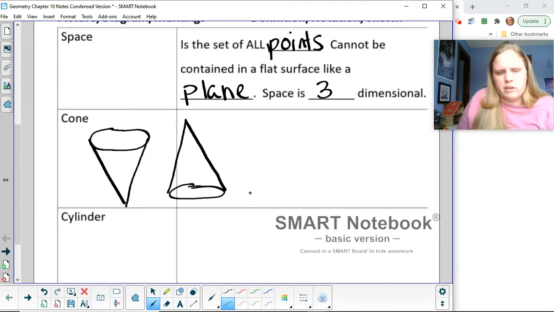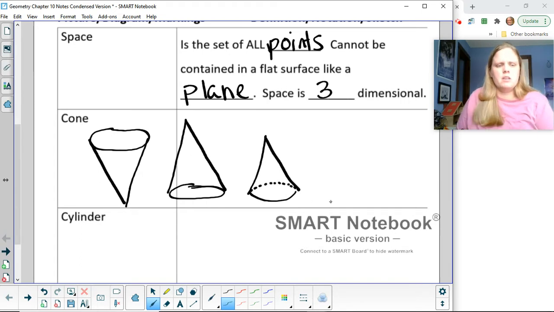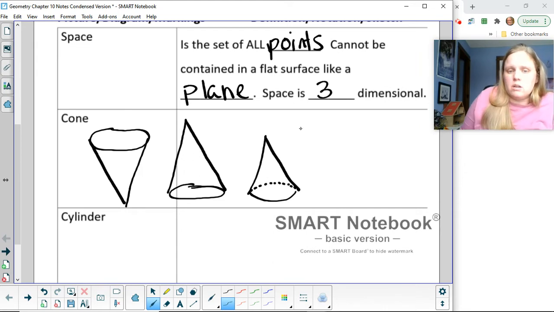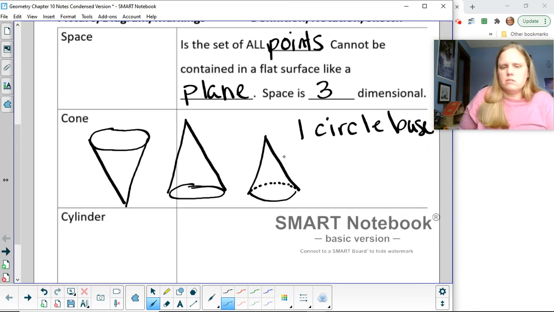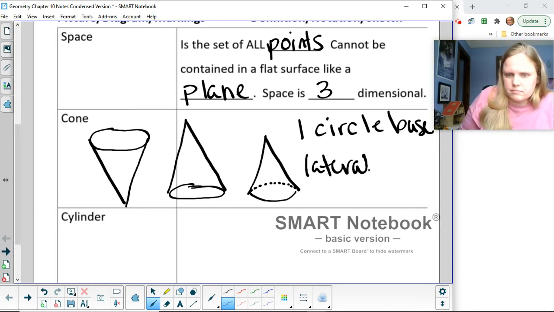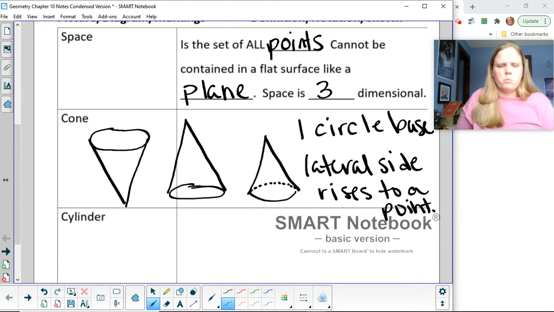Or some people get really fancy and they're able to draw it to actually look three-dimensional, with the fancy lines behind it there. But to be a cone, you need one circular base, and then the lateral sides come up to a point. I put rises to a point, but I guess if it's upside down, it would be falling to a point. But that is a cone.